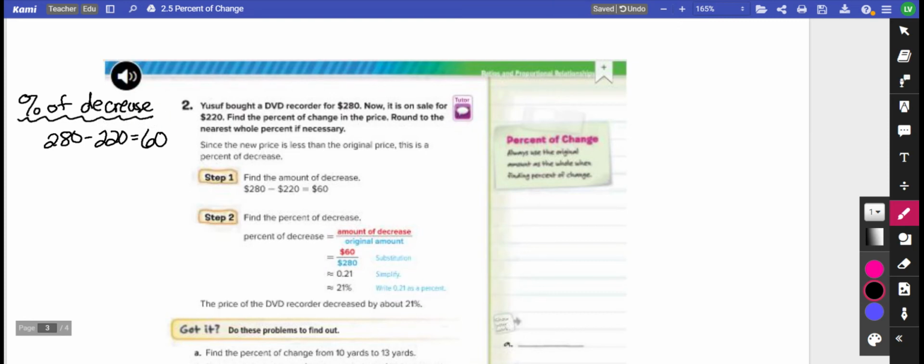Now we're going to find that exact percent of decrease by taking our amount of decrease, divided by the original amount.